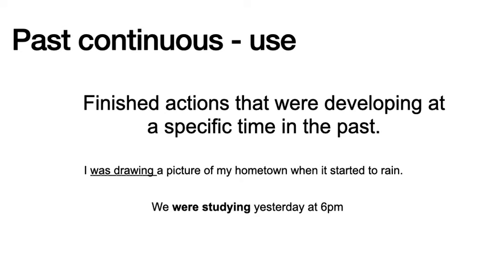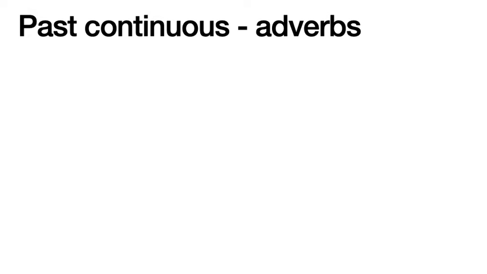It can refer to the present. If we refer to the present, then the action is right now unfinished. But if we're referring to the past, then we refer to a specific point in time in the past where that action was developing or unfinished. So therefore we need adverbs to show us that action was actually happening in the past, and we're referring to a specific time in the past.